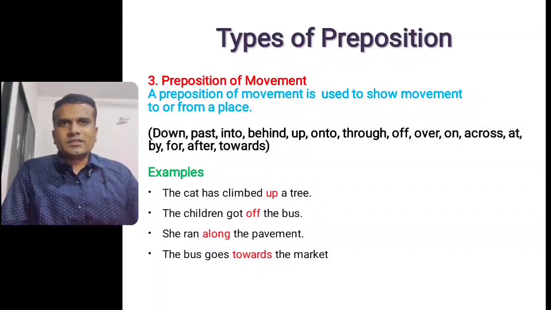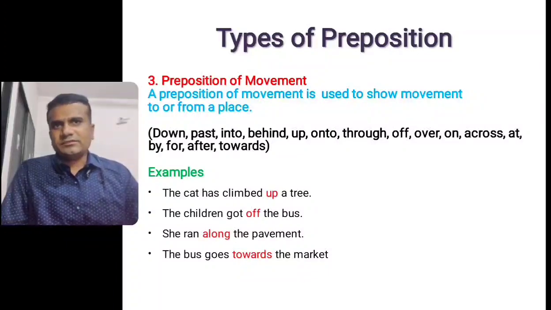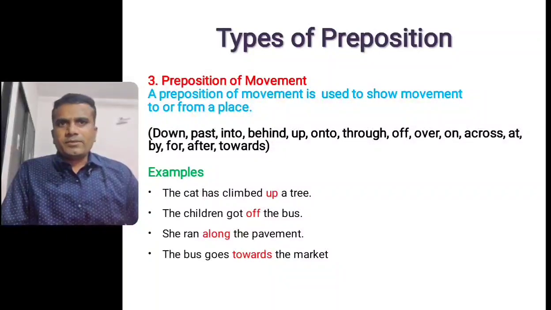Now we will see some examples of how these prepositions of movement are used in sentences. For example, first example: The cat has climbed up a tree. In this example, up is a preposition of movement. In this sentence too, we can understand how the preposition of movement, that is up, denotes the movement. Second example: The children got off the bus. In this sentence, off is preposition of movement, that is again in red color.